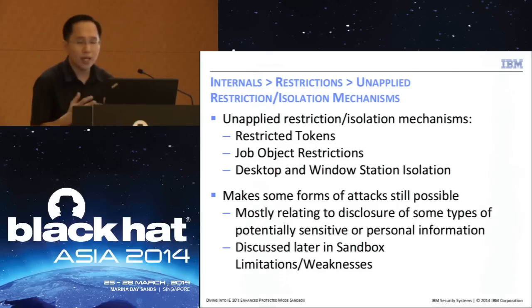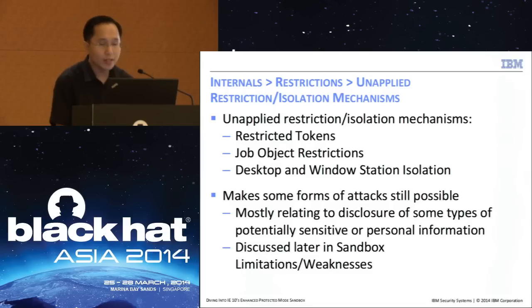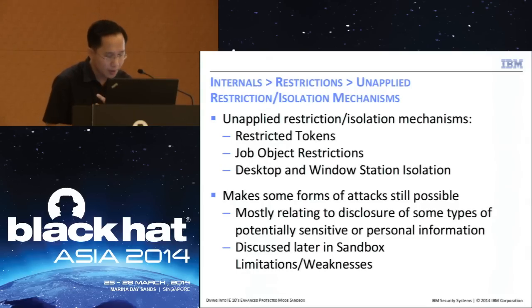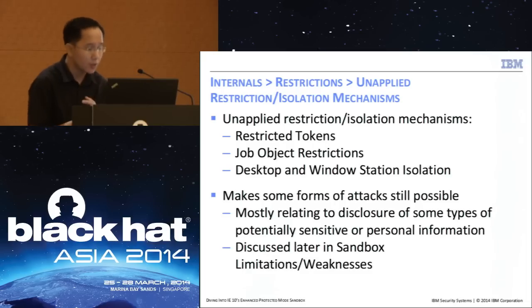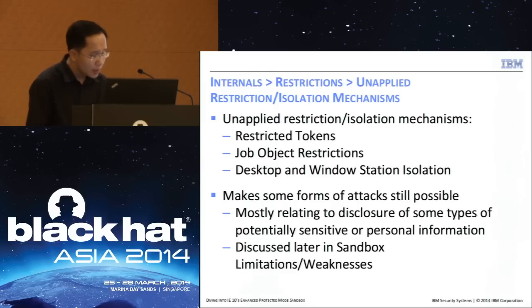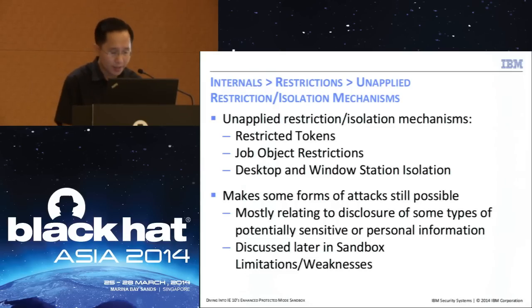Now that we know some of the app container restrictions, let's look at the well-known restrictions or isolation schemes not applied by AppContainer. Restricted token, which could further restrict access to securable objects, is not applied. Job object restrictions, which can prevent access to the clipboard and other resources, are not applied. And finally, desktop and window station isolation is also not implemented. Without these restrictions in place, some forms of information disclosure attacks are still possible. I'll discuss them later in the sandbox limitations and weaknesses section.